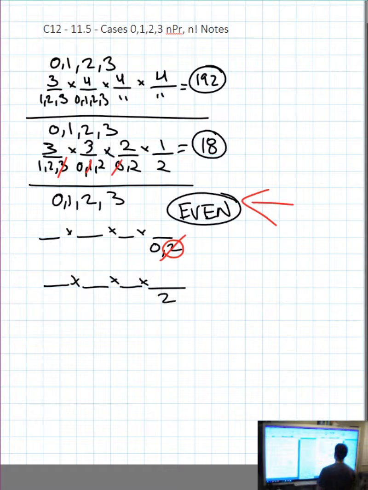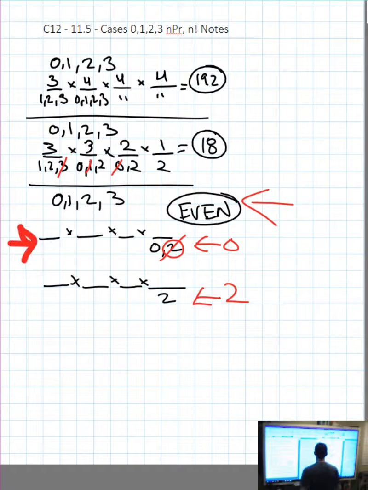with the 2 last. So in the first case, we put the 0 last. And in the second case, we put the 2 last. Because if I put the 0 last, I can put the 2 first. But if I put the opposite, if I put the 2 last, I can't put the 0 first. So, one more time. I'm going to look at the top example. If I put the 0 last, I'm allowed to put the 2 first. So I'm going to put the 2 first.